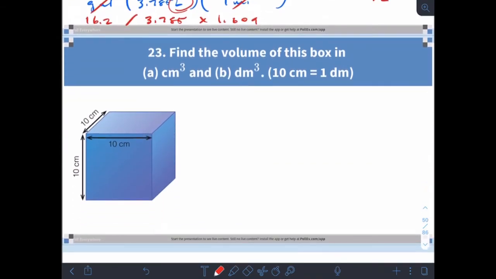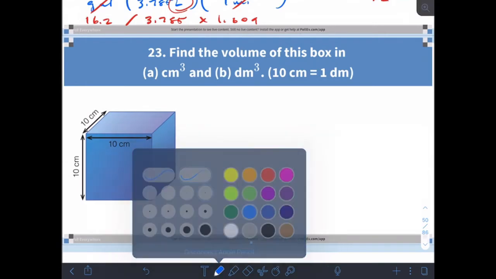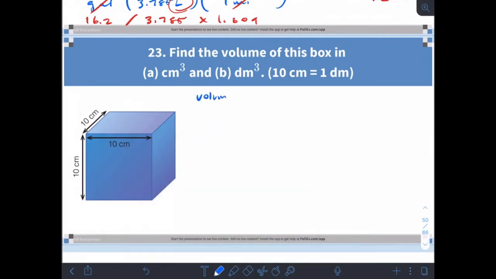And question 23. Find the volume of this box in both cubic centimeters and cubic decimeters. Just as a reminder, volume is length times width times height. So we'll have 10 centimeters times 10 centimeters times 10 centimeters, which will give us 1,000 cubic centimeters.